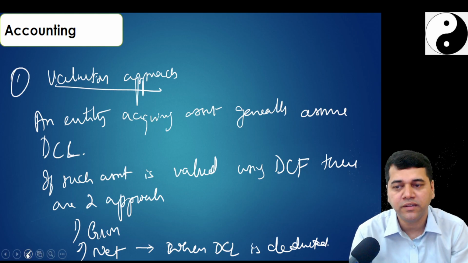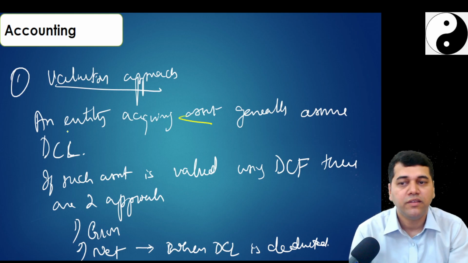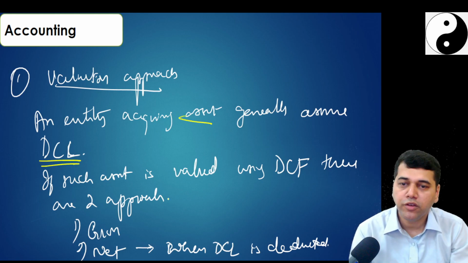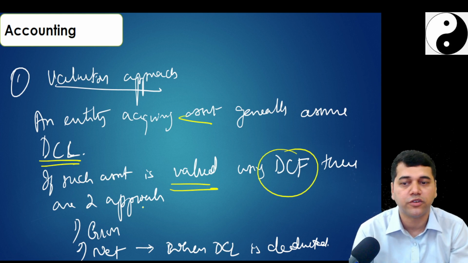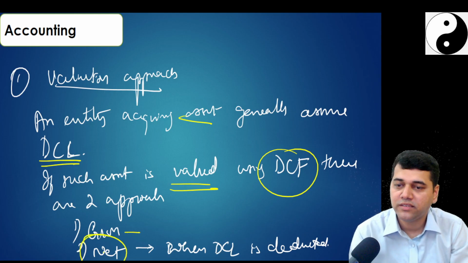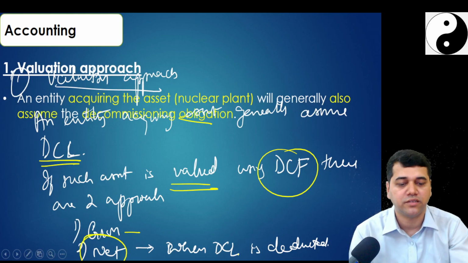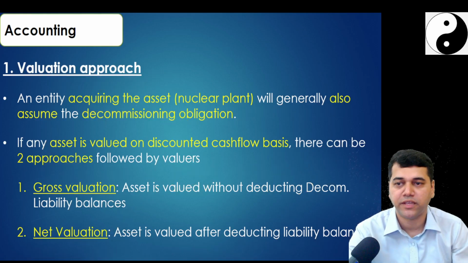I'll explain it again. In the valuation approach, an entity acquiring a nuclear asset, a nuclear entity, will assume the liability. Whenever you are going to value that asset, there are two approaches. One is a gross value where DCL is not deducted. Another is a net valuation where the DCL is deducted. This is how you start with explaining.